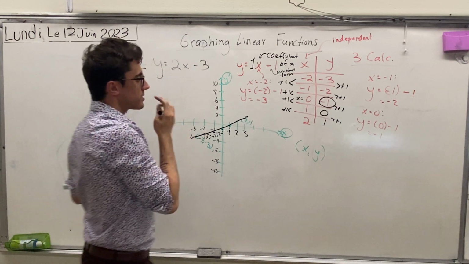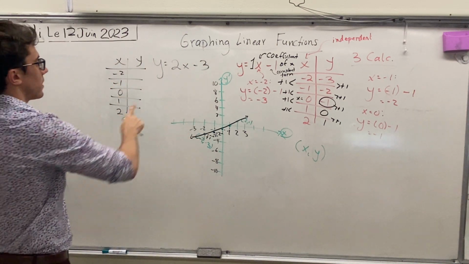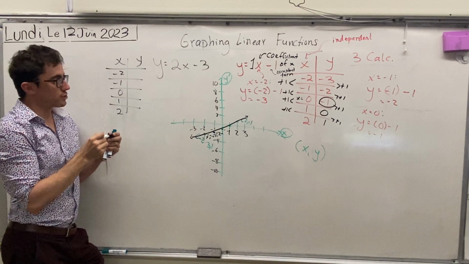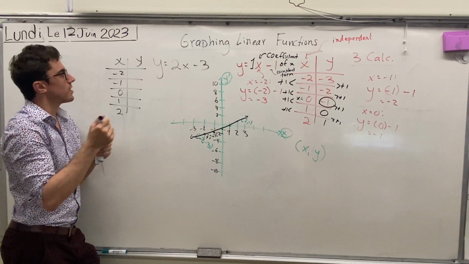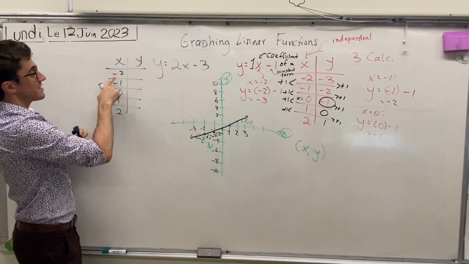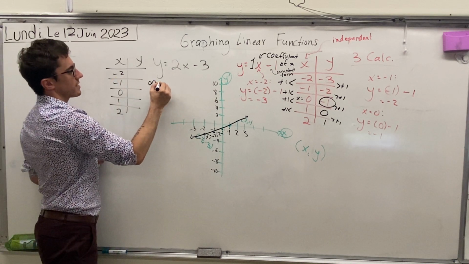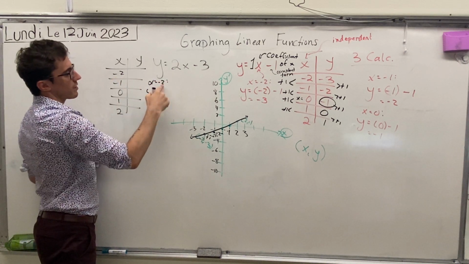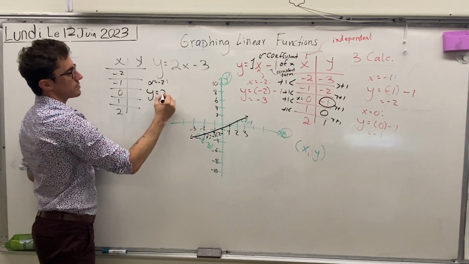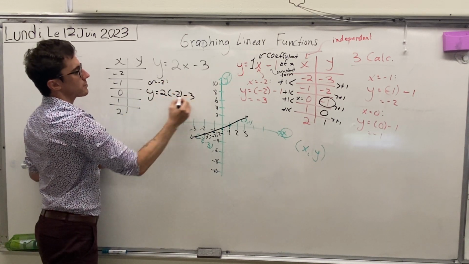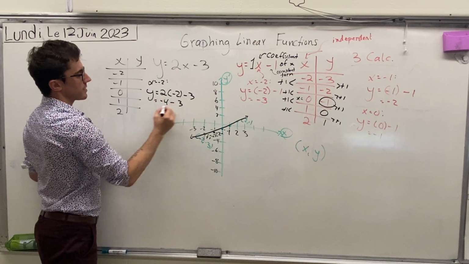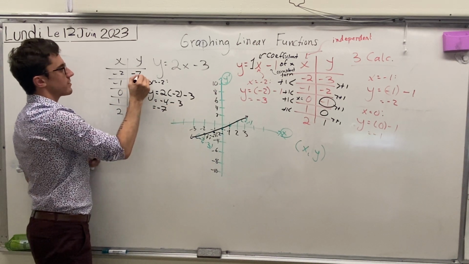Okay, and so now let's compare that to our equation y is equal to 2x minus 3 here with a black marker. So if x is equal to -2, excuse me, we have x equals -2. We plug that into our equation and we get that y is equal to 2 times -2 minus 3, which is -4 minus 3, being -7.